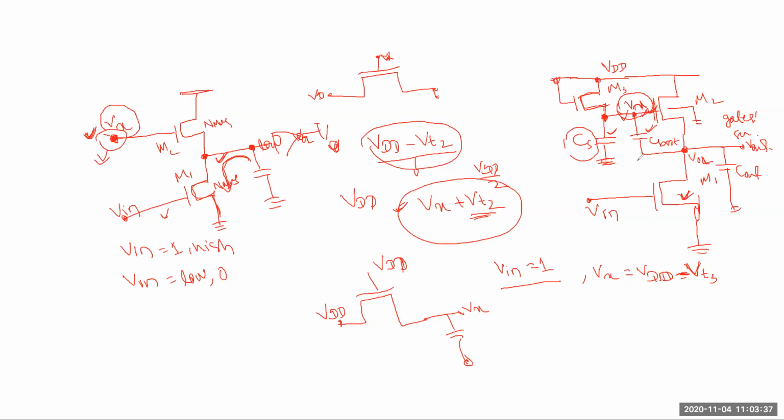So now, how will this value increase? After that, when it is at steady state, when this value is VDD minus VT3, no current will flow. Everything is steady state. Here there is no current flow, here there is no current flow, this is VT2 minus VT2, everything is okay. Now, again I am drawing that circuit.